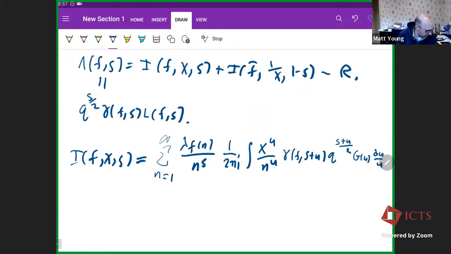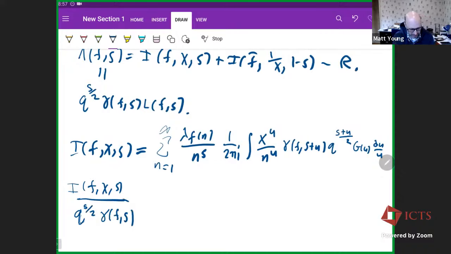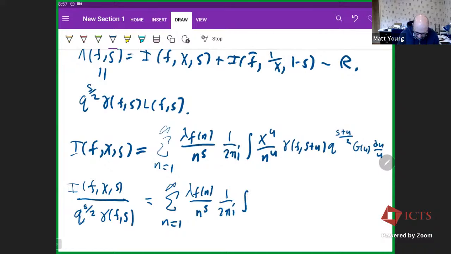Okay, and then what we really want is this integral divided by q to the s over 2 times this gamma factor, because we're going to divide through by the q to the s over 2 and the gamma factor to solve for the L function. And so this is going to be the sum from 1 to infinity, lambda f of n over n to the s. And then just to put everything together, I forgot to write the line of integration. It's over on 3.